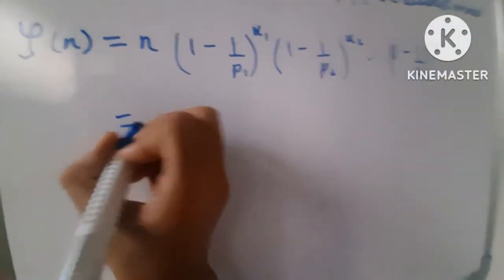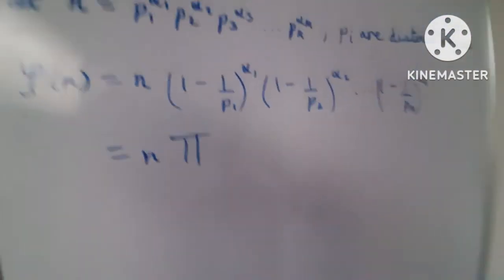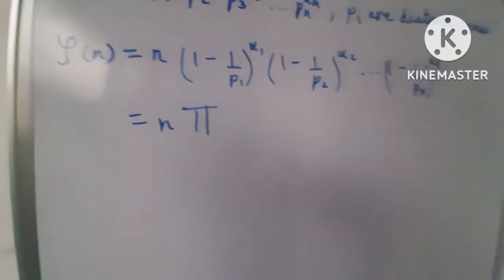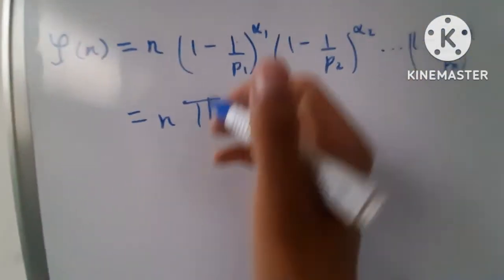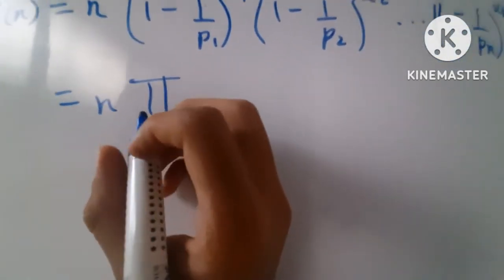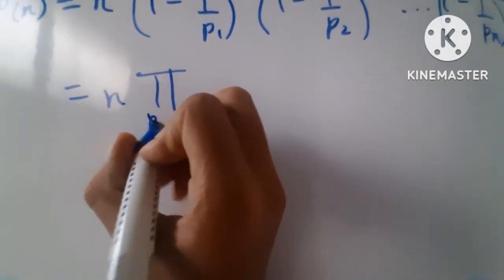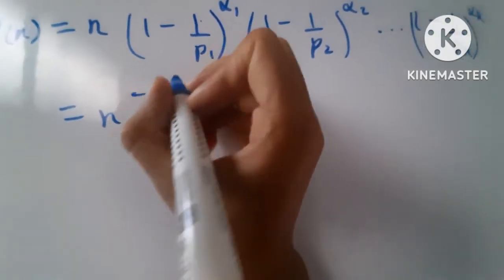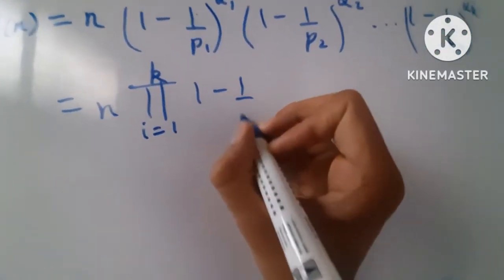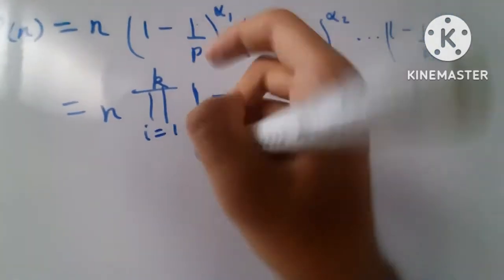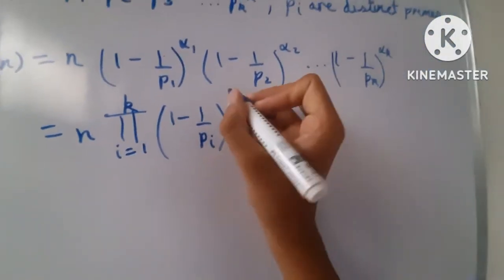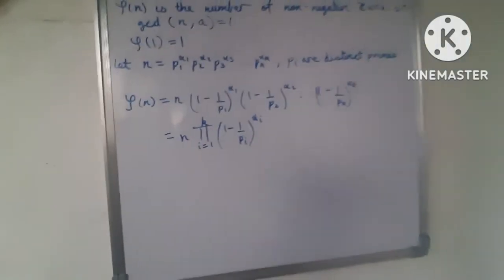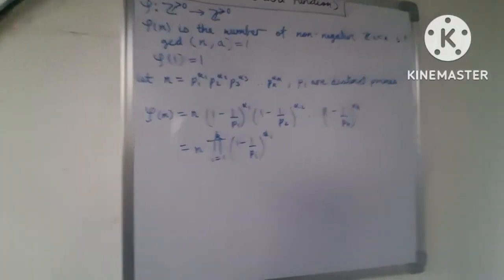You can write that in a better form: n times the product, that's a capital pi, by the way, not a smaller pi, for i going from 1 to k of 1 minus 1 upon pi. Hopefully you can read that formula. That's just a formal way of writing it. It's basically this thing.